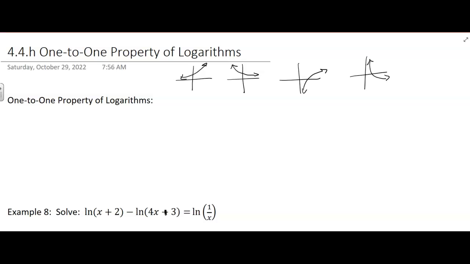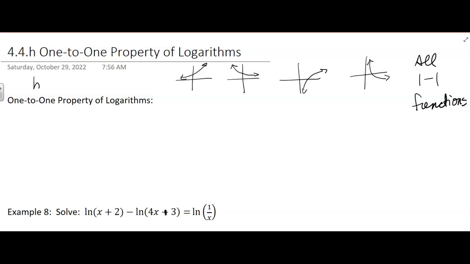Okay, but anyway, what I want to say is all of these functions are one-to-one functions. And because of that, you can find inverses. And anyway, we're going to talk about this idea of a one-to-one property. Well, we had a similar idea when we were working with the exponential functions.